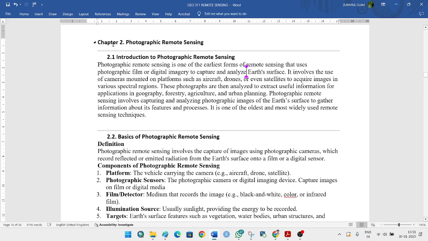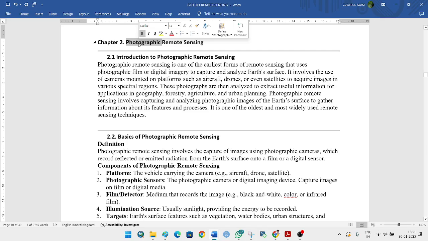Now, let's see chapter 2, which is photographic remote sensing. So as we know, remote sensing is the sensing or understanding from a distance, which can be done with the help of photographs, which are generated especially in the air.